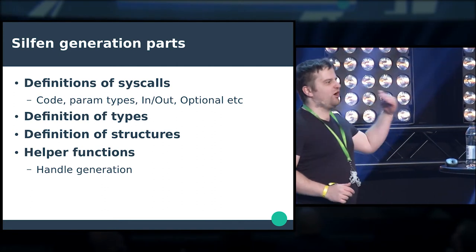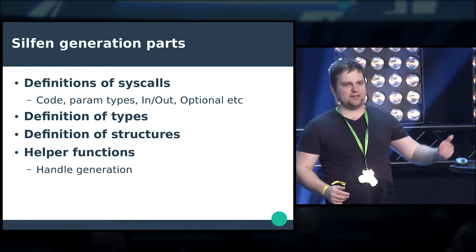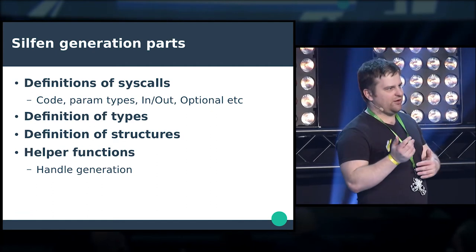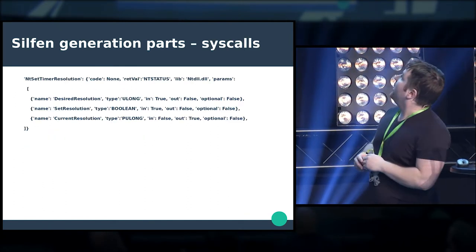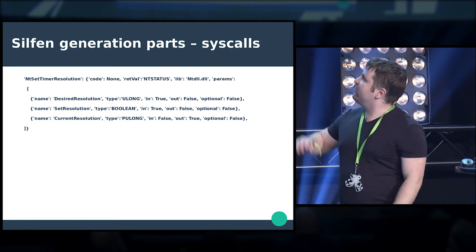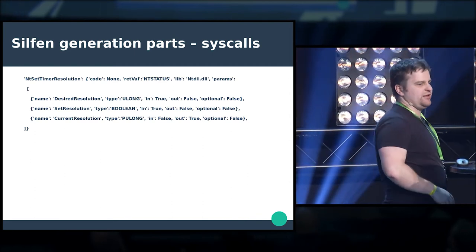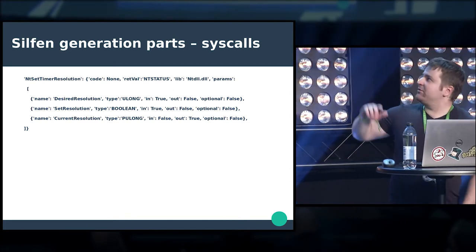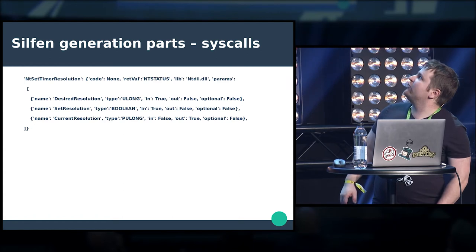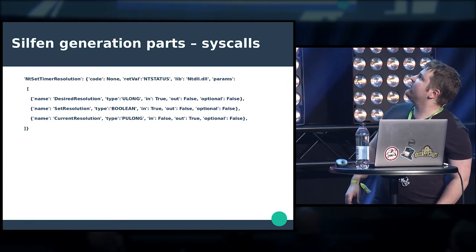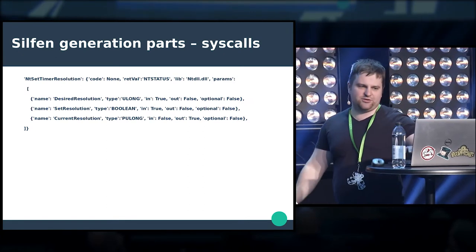Then definitions of all the structures that the syscalls might use. And then some helper functions to just generate handles, because you can generate them recursively also, but this was faster. I don't know how well it is visible, but pretty much all the syscalls are defined in Python's own format, just in dictionaries and everything like this. For example, in this case, you have a syscall called NtSetTimerResolution that has three parameters. First with type ULONG, second with BOOLEAN, third with type PULONG, so it's a pointer to ULONG, and information about whether they are in, out, or optional parameters.